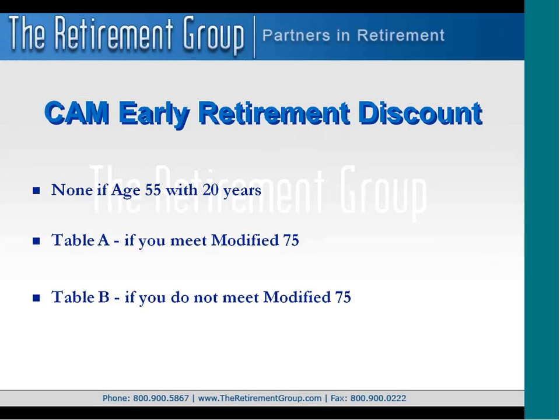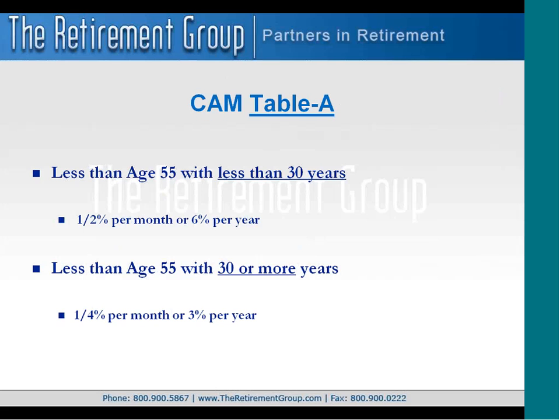So the way that the age penalties work on the CAM, they separate them into two different tables. One being if you are Mod 75 and the other being if you are not Mod 75. So if you are Mod 75, what they call Table A penalties, let's say, for instance, you have not got your 30 years yet and you are not 55 yet. This person will have 6% a year age penalties, or 0.5% a month for every year under the age of 55. If they aren't 55 but they got their 30 years of service, they're going to have 3% a year age penalties, or it's going to basically be cut in half.